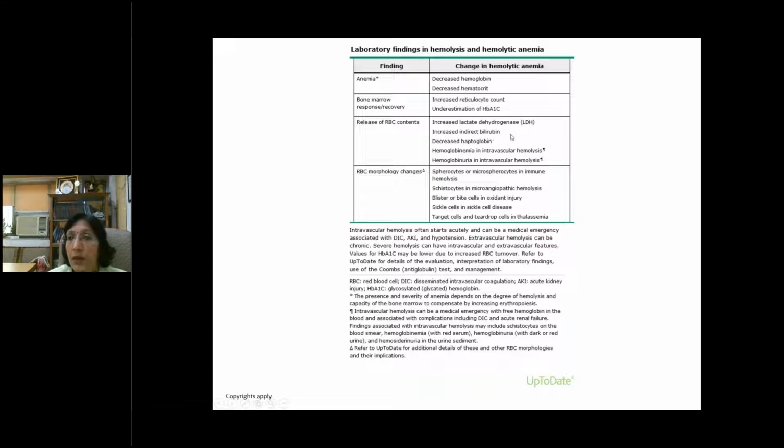There is a release of bilirubin, with the formation of increased indirect bilirubin in the case of hemolysis. Hemoglobin binds with haptoglobin and is excreted into the urine. If there is more hemoglobin in the serum, it will lead to decreased haptoglobin. If there is intravascular hemolysis, intravascular meaning inside the blood vessels, it will release hemoglobin into the blood. It leads to hemoglobinemia.